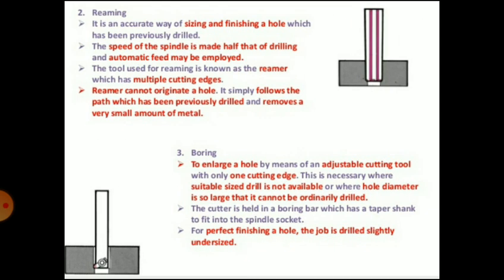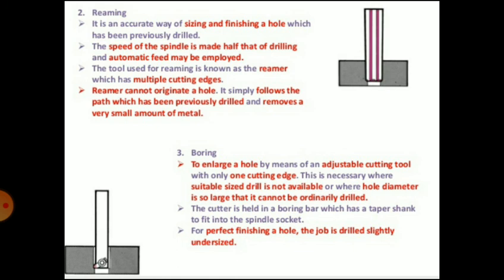Next is the reaming operation. Reaming is the operation of accurately sizing and finishing a hole which has been previously drilled. So you cannot produce a hole by a reaming operation or by a reamer. It is only a finishing operation. In order to finish a hole and bring it to the accurate size, the hole is drilled slightly undersized. The tool used for reaming is a reamer, which has multiple cutting edges.